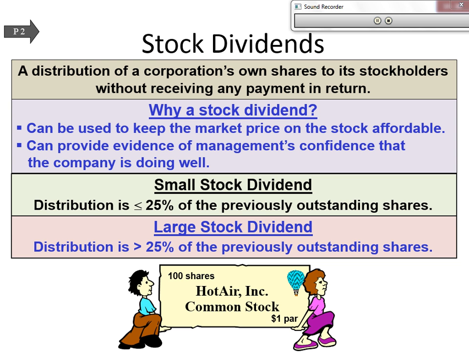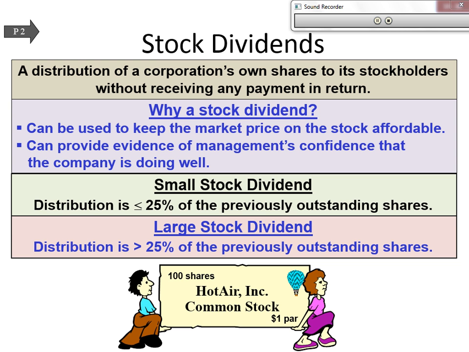Stock dividends, sometimes they don't always pay out cash dividends. Sometimes they pay out stock dividends. And in that case, when they do, that's fine for them to do it that way. They say a distribution of a corporation's own shares to its stockholders without receiving any payment in return. So it says they can be used to keep the market price affordable, because obviously if they're distributing stock dividends, then it's going to be at whatever price is on the market.